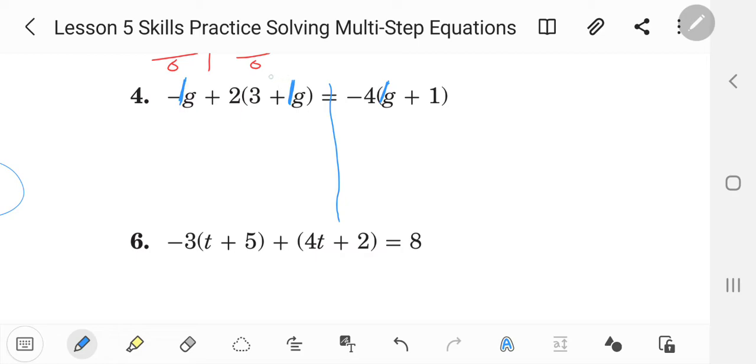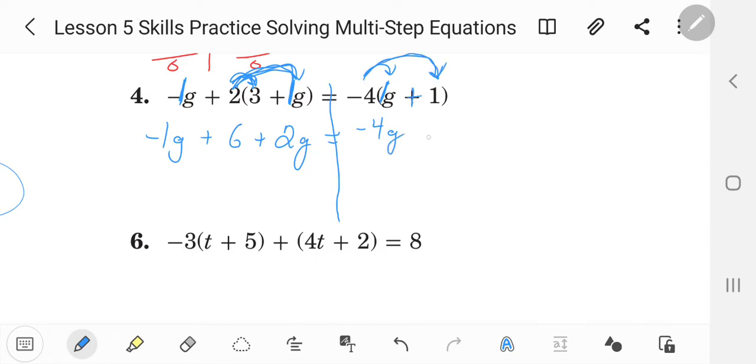So now, first step, distribute. Boom and boom. So I have negative 1g plus the 2 times the 3 is going to be 6, and the 2 times the 1g is going to be plus 2g. Now, I have some distributive property on the other side as well. I'm going to distribute the negative 4 to the 1g and get negative 4g. I'm going to distribute the negative 1 to the plus 1, and that's going to give me minus 4. All right, now I did all my distributives, so now I'm on to combining like terms.